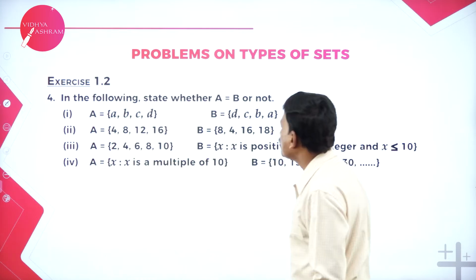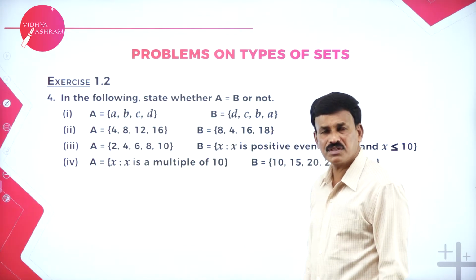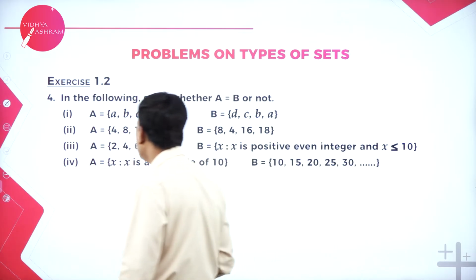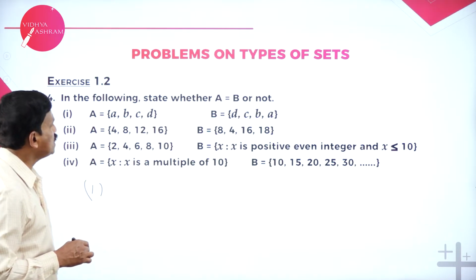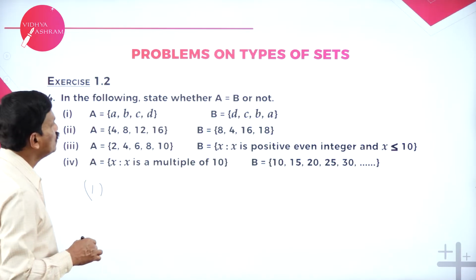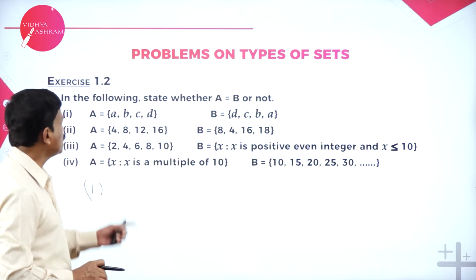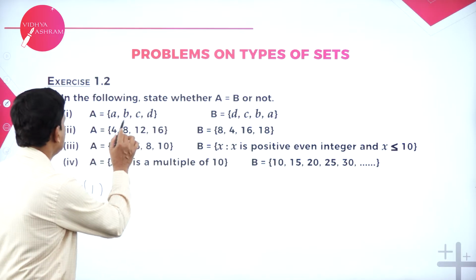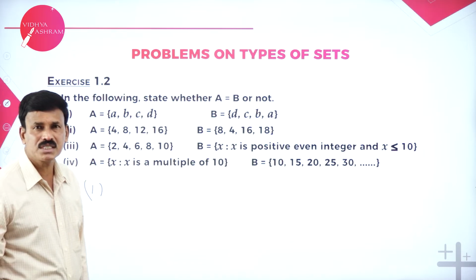In the following, state whether A is equal to B or not. So we have to say whether they are equal sets or not. Now what is given? Here the first one, A is equal to {A, B, C, D} and the set B is equal to {D, C, B, A}. See here, the number of elements in set A is the same as the number of elements in set B. A contains 1, 2, 3, 4 elements, B contains 1, 2, 3, 4 elements. So the number of elements is the same.